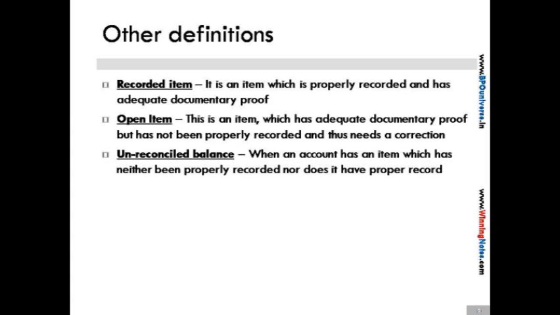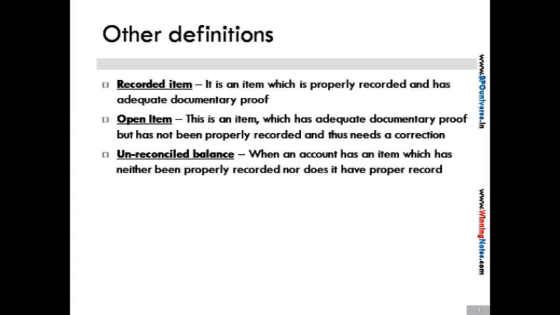Let's now talk about some other definitions for account reconciliation. Here, any item which is recorded in the books properly and which has adequate documentary proof, we call a recorded item. So we do not do anything regarding a recorded item because it has been correctly recorded and there is adequate proof also supporting it.